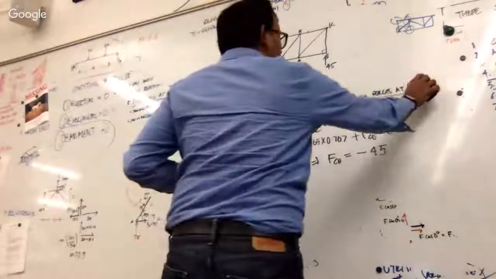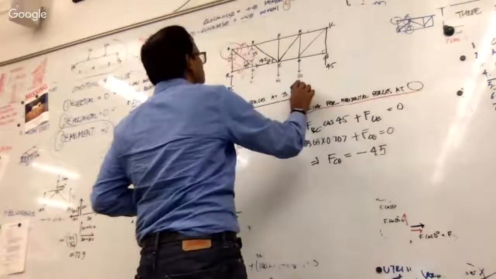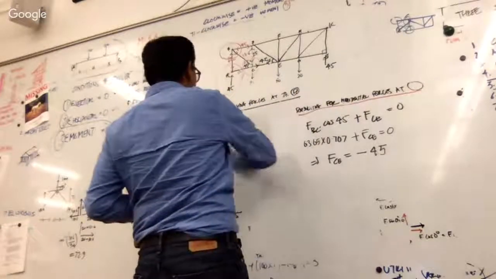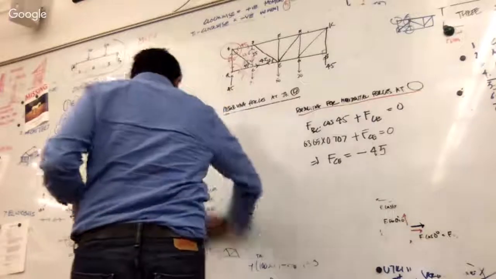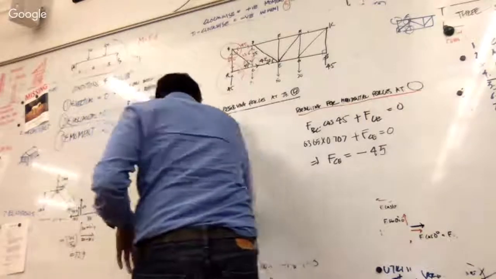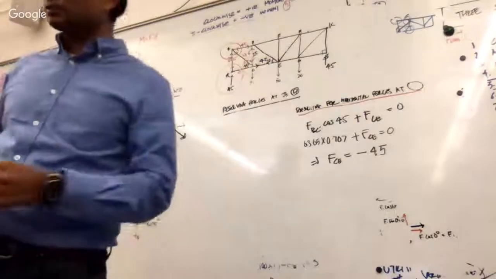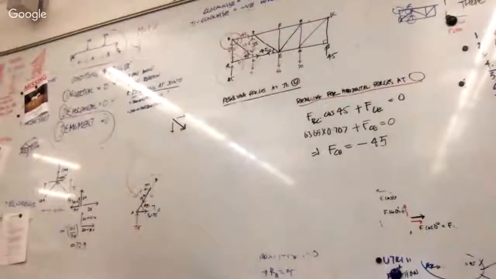So can I move forward to the next joint? Which one? D. Yeah. What is the first step that you do whenever you resolve a joint? Draw the free body diagram. These are the tricks. If you draw the diagram, you just can't get it wrong. No, you really can't get it wrong. It's very hard to get the structures wrong.